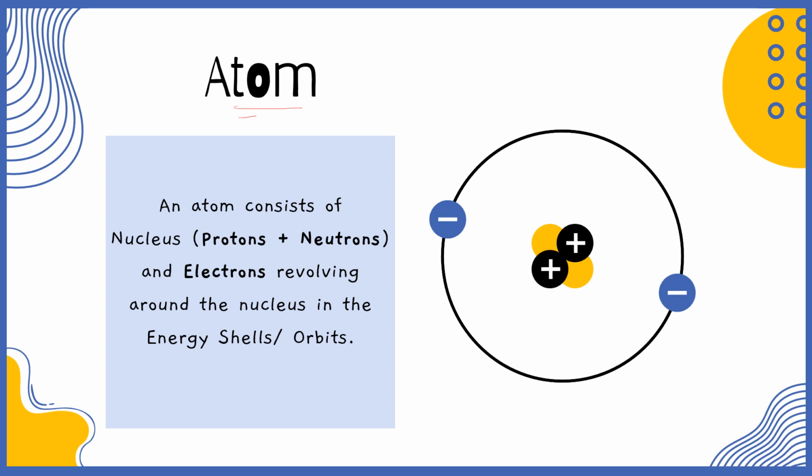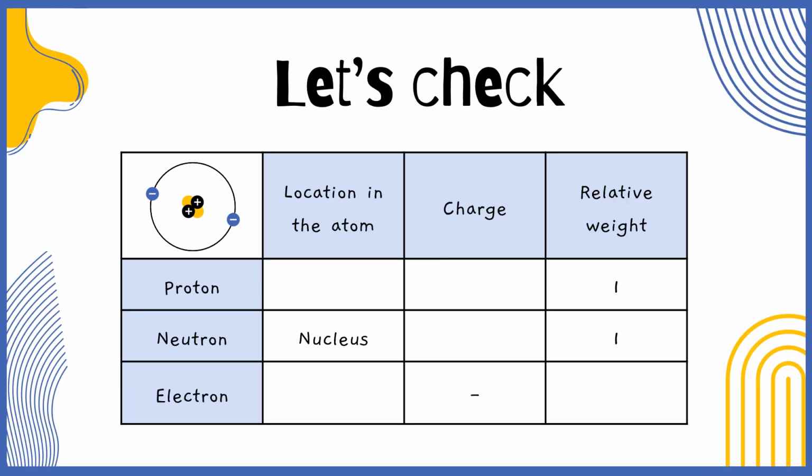So, what is an atom? An atom is comprised of a nucleus, which has protons and neutrons in it, and electrons which are revolving in the shells around the nucleus. Now let's check.